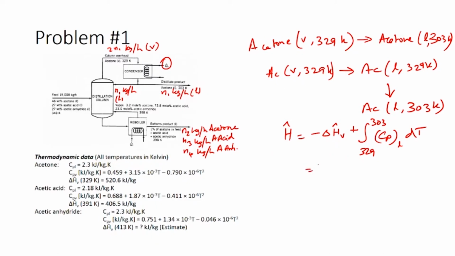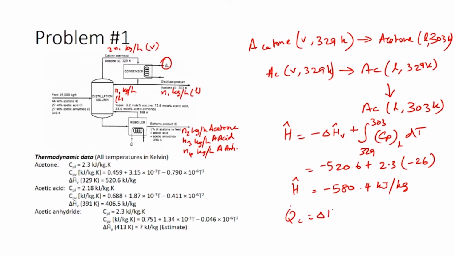So, this is minus 520.6 plus 2.3 times minus 26. So, your delta H cap value is equal to minus 580.4 kilojoules per kilogram. QC can be obtained using a simple energy balance. This is an open system, so the equation simplifies to QC dot equals delta H dot.